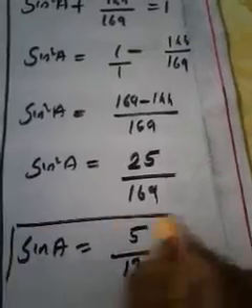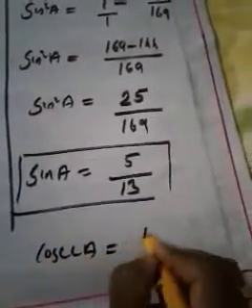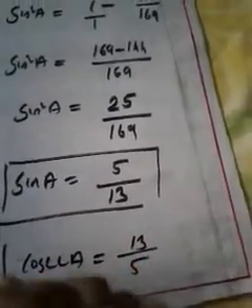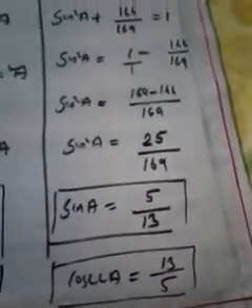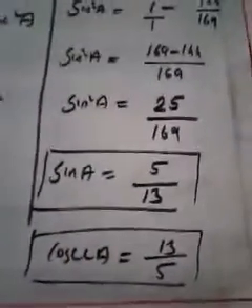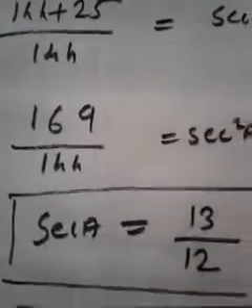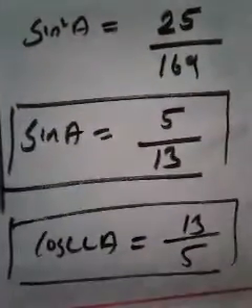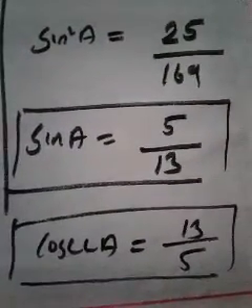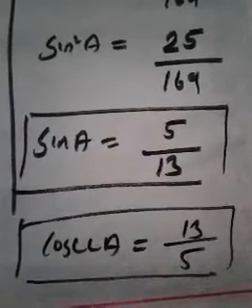So we got the value of sin A also. Then can anyone tell me the value of cosec A? Take the inverse, that will be 13 by 5. So in short, we got the values of the remaining ratios: cot A, sec A, cos A, sin A and cosec A. You may have understood, isn't it?